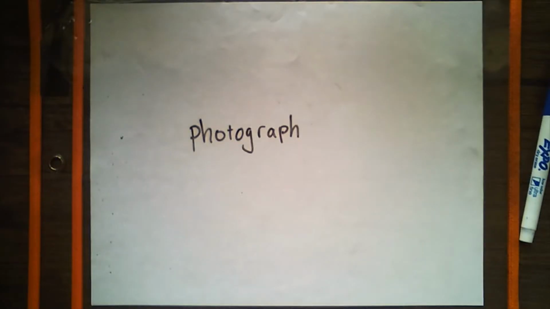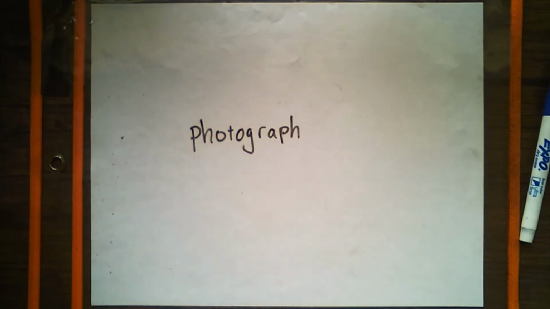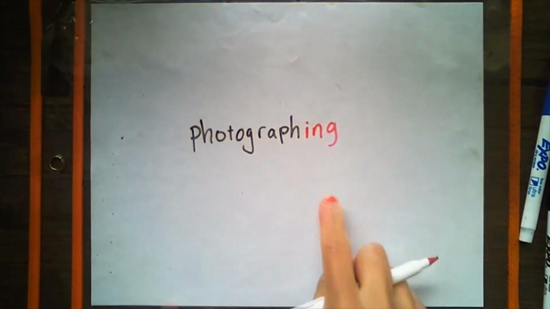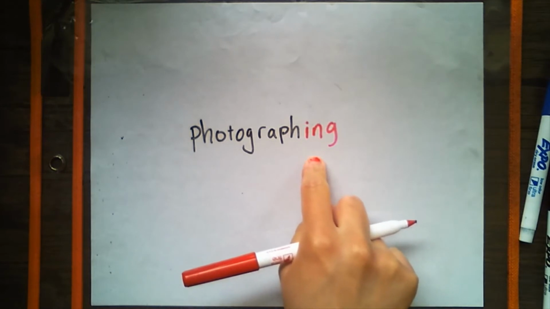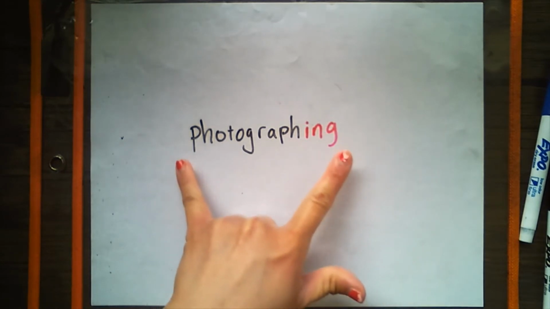Moving on to morphemic transformations. We have our base word and then I will be adding affixes. Read the base word. Photograph. Great job. Read, ing. Read the whole word. Photographing.